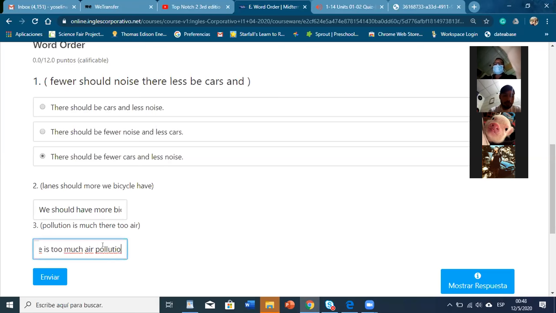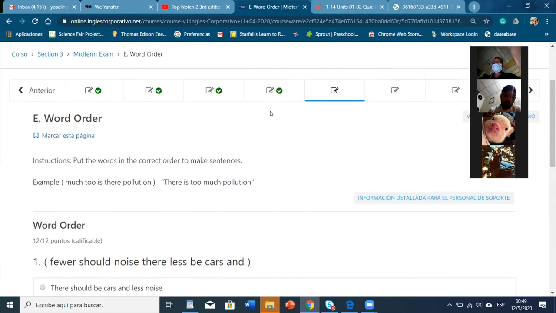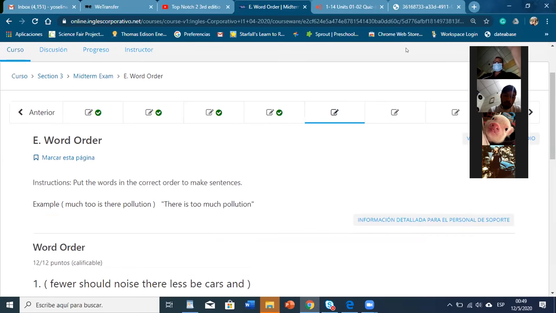There is too much air pollution. Right. Air pollution. Let's send it and see if it's right. Yeah. Okay. Great. Okay. I think this is it. Do we have one more section?